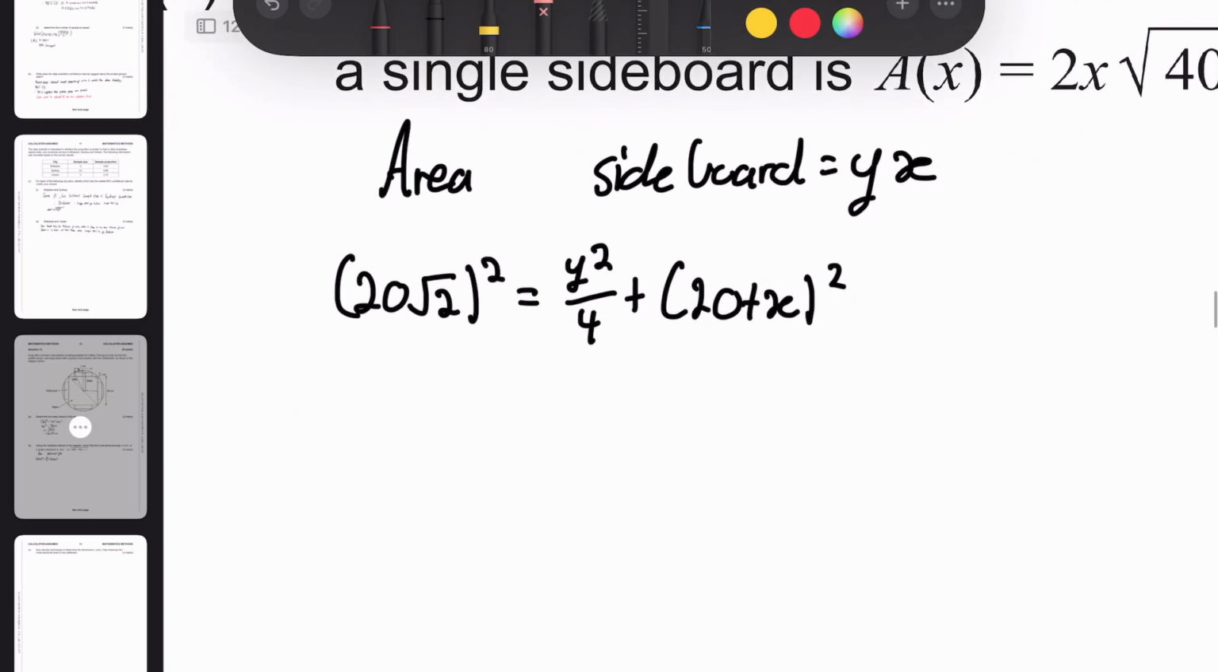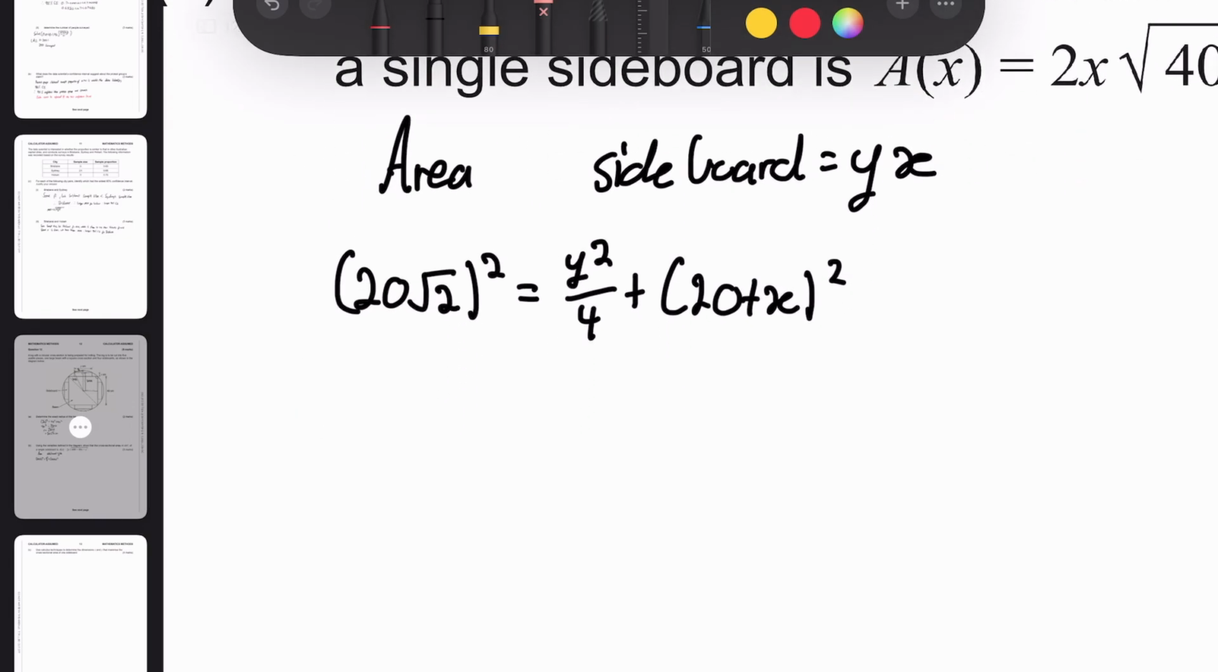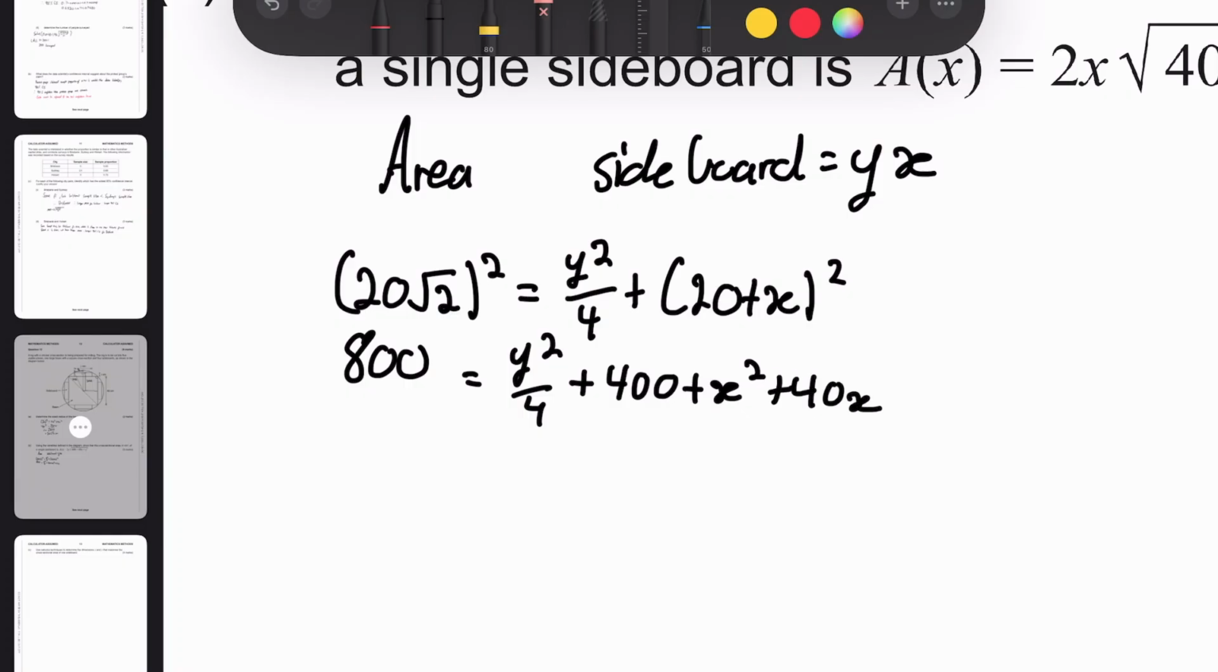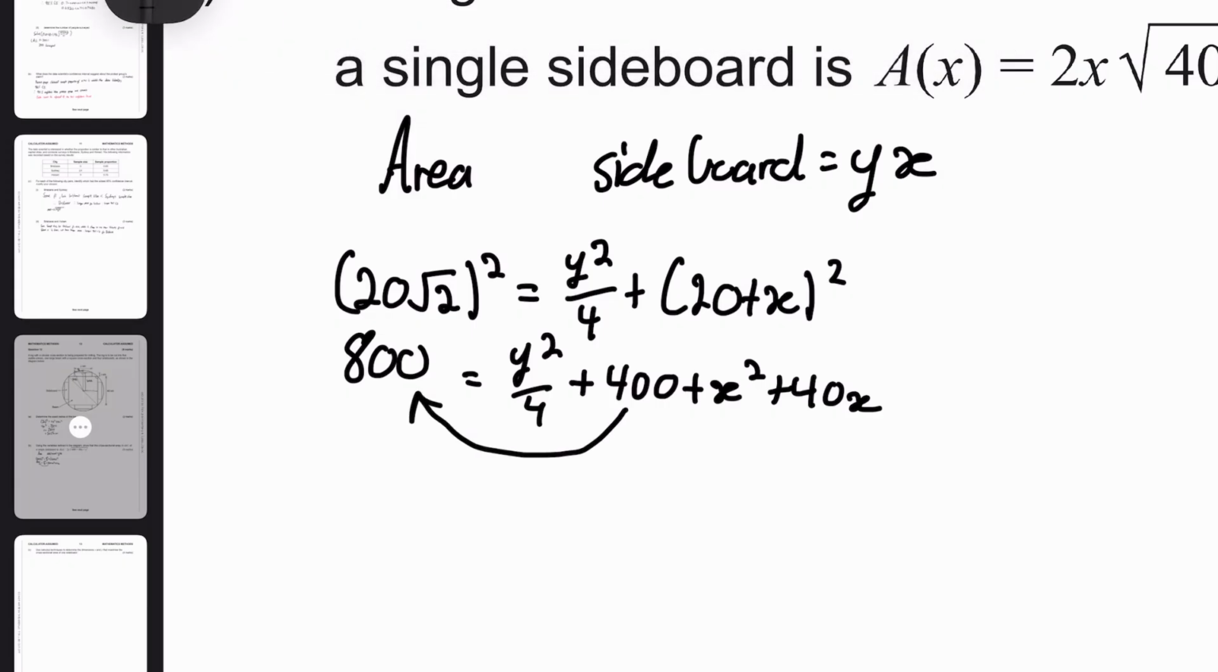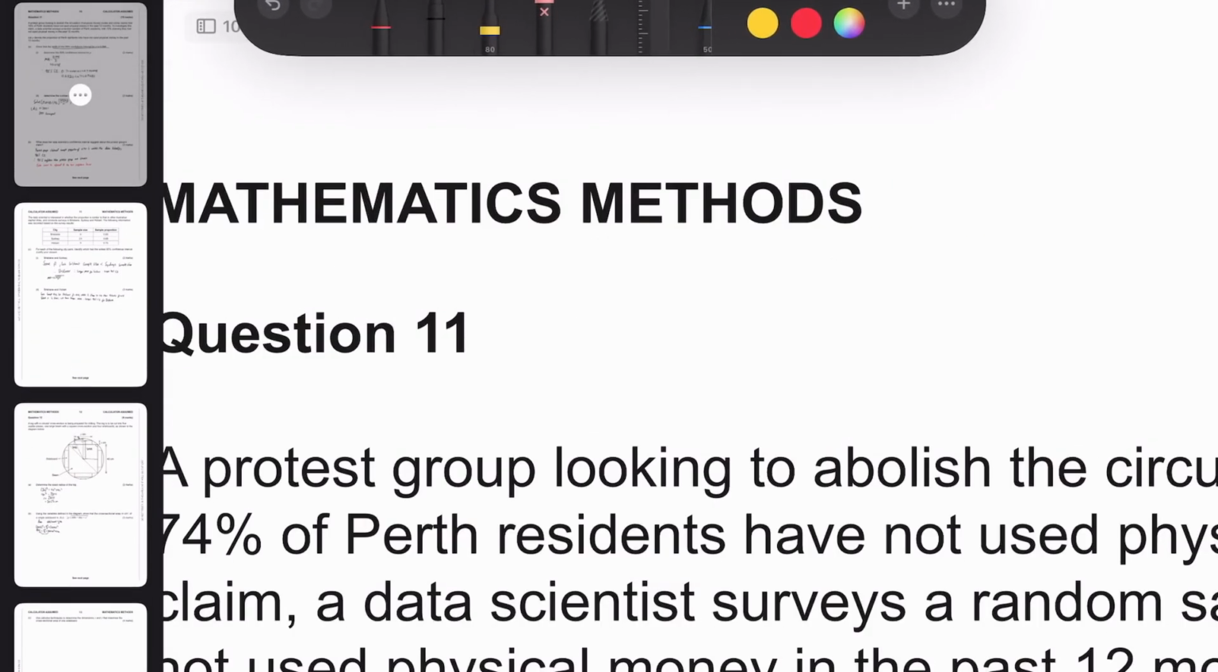Okay, so here if we square the 20 square root of 2, we're going to have 400 times 2, that's going to be 800. We're going to leave our y squared on 4 plus, expanding this, 20 squared is 400, x squared is just x squared. Then we want to double 20 times x, which is 40x. Okay, now let's do some quick simplification. 800 minus 400 is 400.